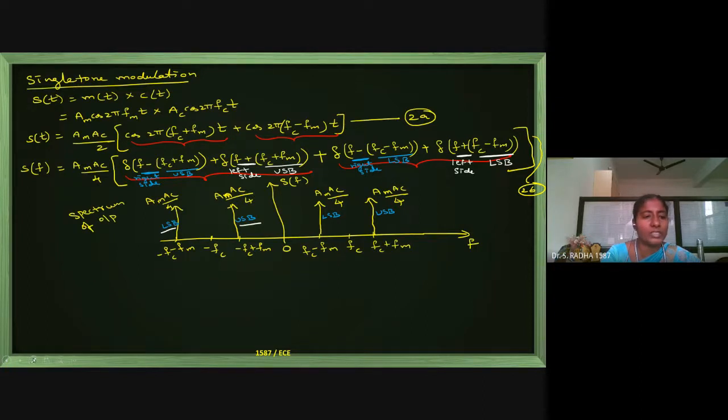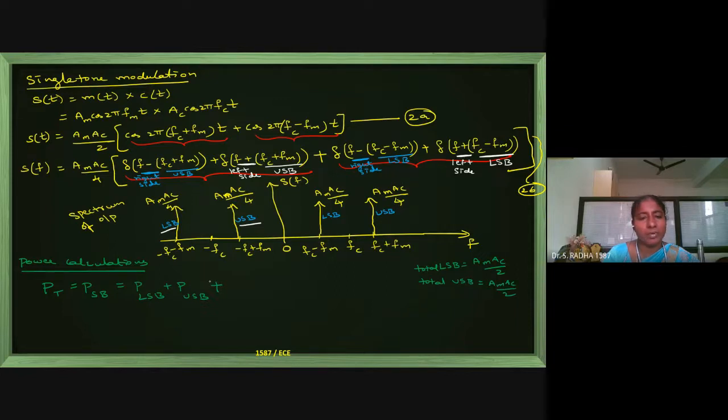Now I will go with the power calculations. We have only sideband power, no carrier power, so total power is nothing but the sideband power. We have the lower sideband and upper sideband. How to calculate power? If you add both the LSBs, the height will become AmAc by 2. Similarly, if you add the total USB, again it is AmAc by 2.